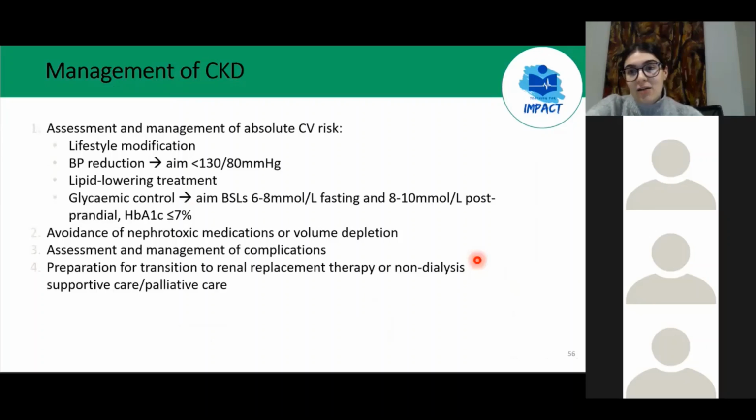Your management of CKD is a lot of lifestyle modifications. So things like blood pressure reduction, lipid lowering treatment, and making sure that if you have diabetes that your glycemic index is well controlled. You want to also avoid nephrotoxic medications and volume depletion because your kidneys are already quite vulnerable. You want to assess and manage all of the complications that may arise as a result of chronic kidney disease, which I'll go through a little bit later as well. You also want to start preparing these patients sometimes for renal replacement therapy. Or if they don't want renal replacement therapy, then things like a non-dialysis pathway or a palliative care pathway.